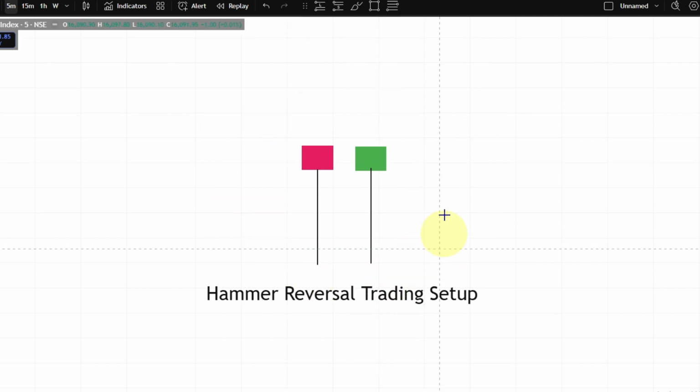So that is why we are going to find this kind of candle on our chart, and we will take the trades if we see this kind of hammer candlestick pattern. So let's jump into our real chart.